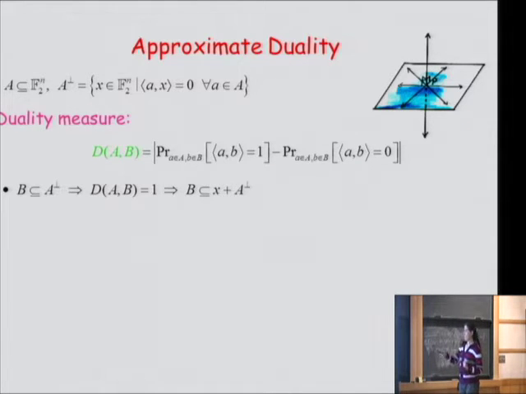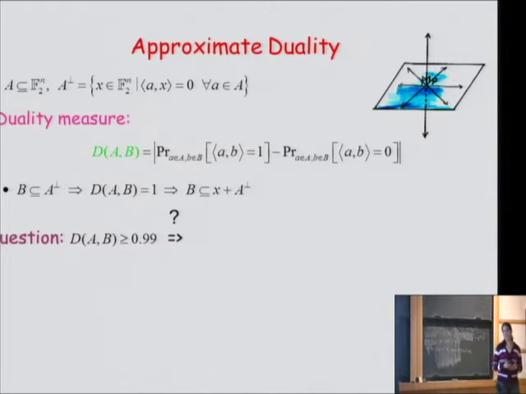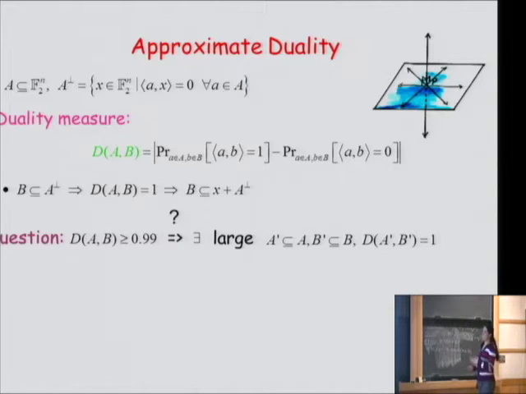Okay, and the question we asked ourselves is the following. What could be said about the structure of A and B if the duality measure of A and B is quite large, say larger than 0.99? What we could prove is that in this case, there exist large subsets A prime of A and B prime of B, such that the duality measure of A prime and B prime equals 1.